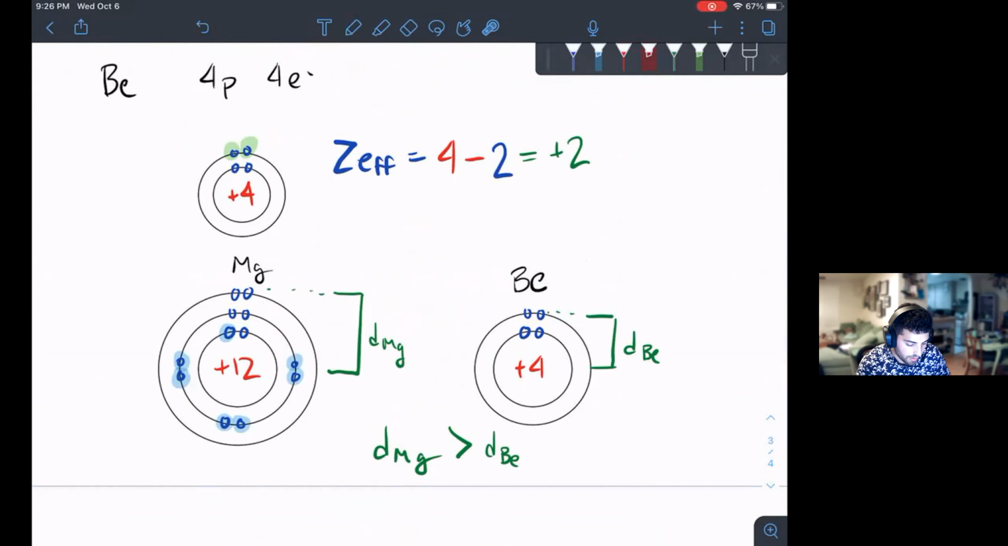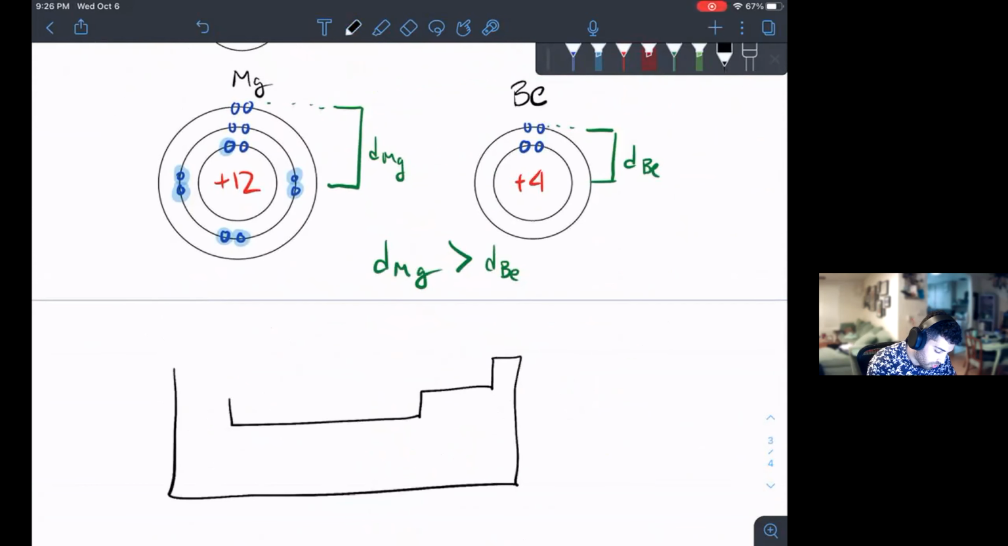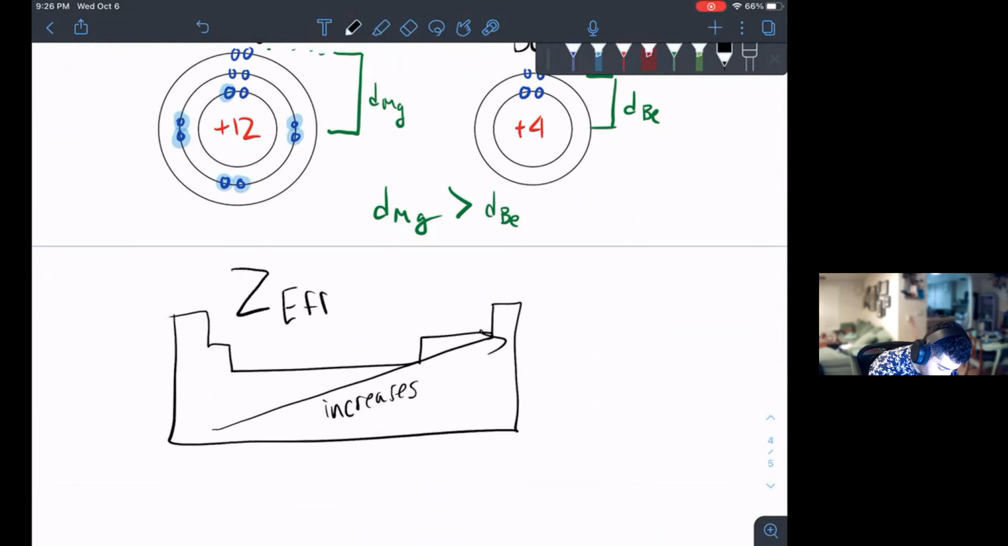So with that said, overall, if we look at finally last thing, the trend of effective nuclear charge increases. I'll just say Z effective so I don't have to write it. So the effective nuclear charge increases across. That's all I have for you today. So thank you very much for bearing with me, and I hope this helped.